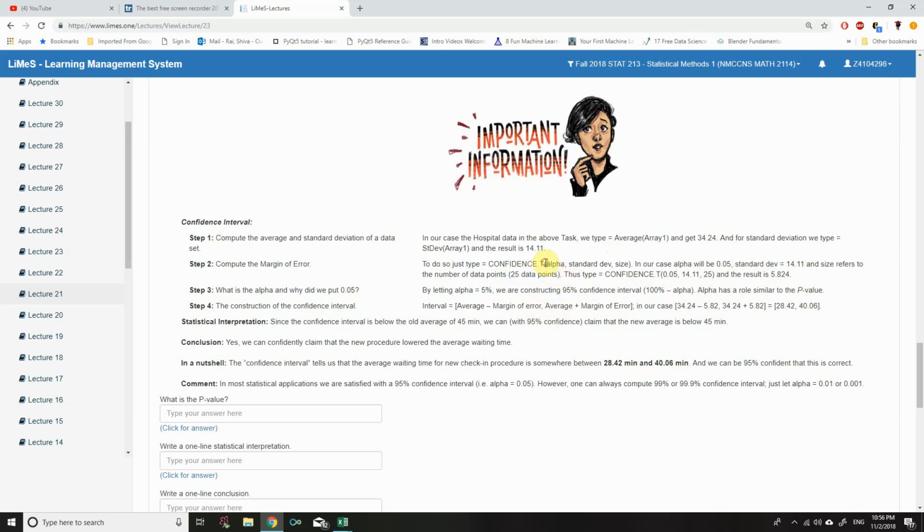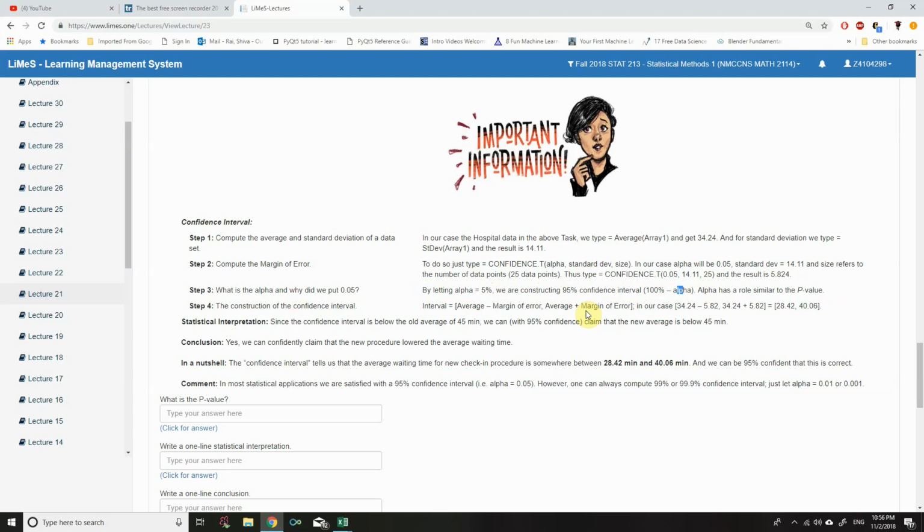So alpha is similar to p-value. Okay, that's what it is saying. By letting alpha equal 5%, we are constructing a 95% confidence interval, since 100% minus alpha, which is 5%, is 95%. In statistics, 95% confident means that's quite enough.